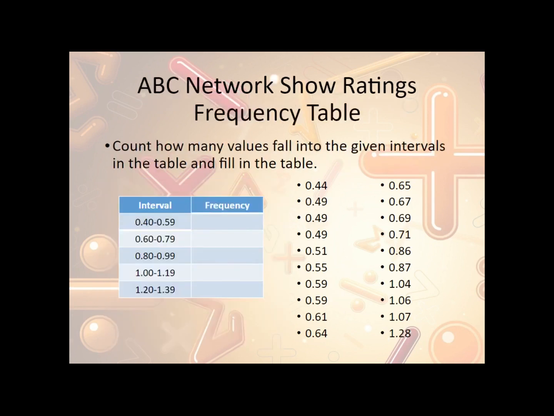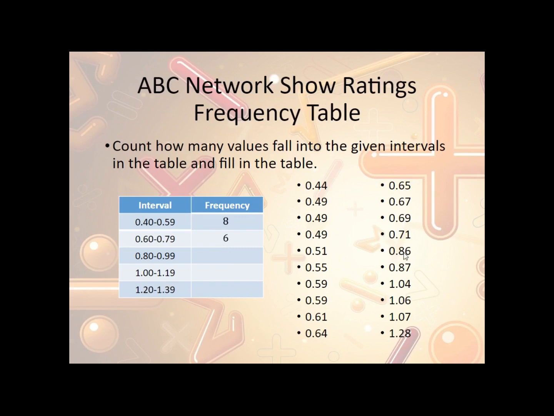Now we can break these up into intervals. If we look, how many data points fall between 0.4 and 0.59? Here's 1, 2, 3, 4, 5, 6, 7, 8. Notice I did include the 0.59 because it was included in the interval. So there are 8 that fall into that frequency. Then we have from 0.6 to 0.79: 1, 2, 3, 4, 5, 6 that fall into that one.